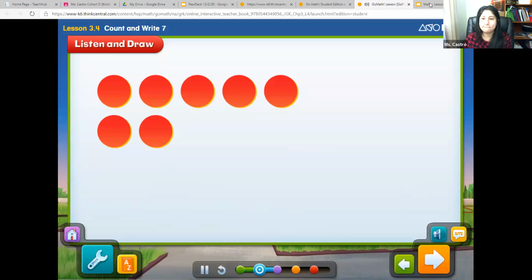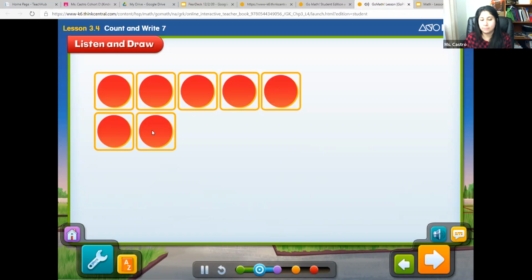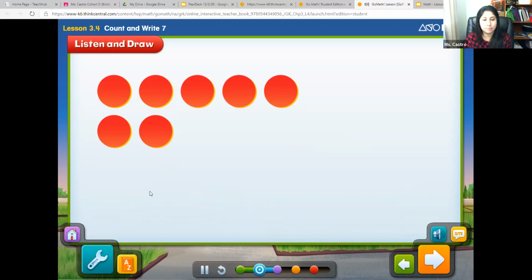Sanjay buys 7 baseball cards. He puts them in a box. He wants to show how many cards are in the box. How can he show 7? You can use a counter to show each baseball card. Let's count. 1, 2, 3, 4, 5, 6, 7. There are 7 counters. Click the counters to see the number 7.